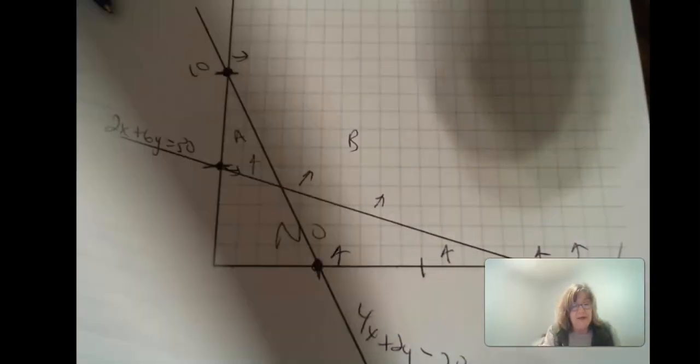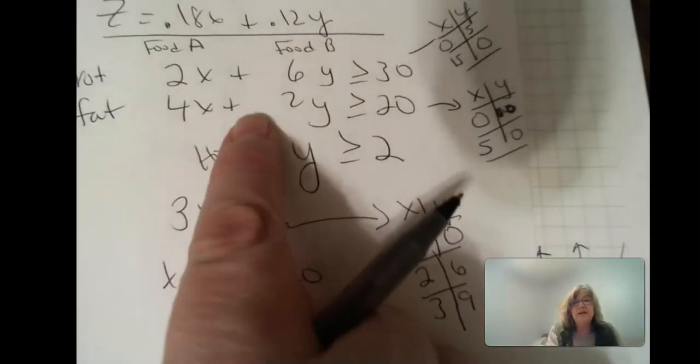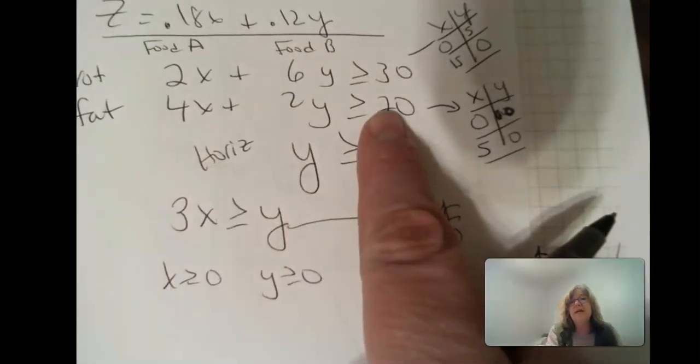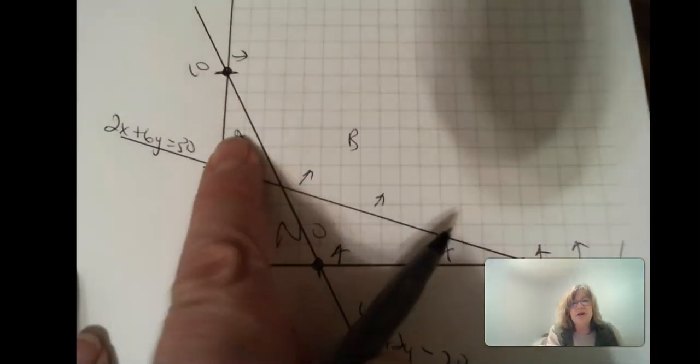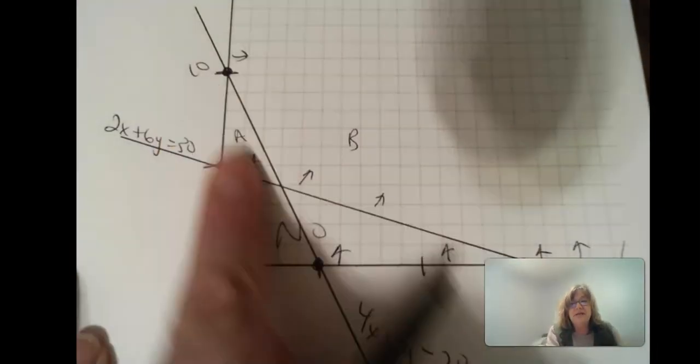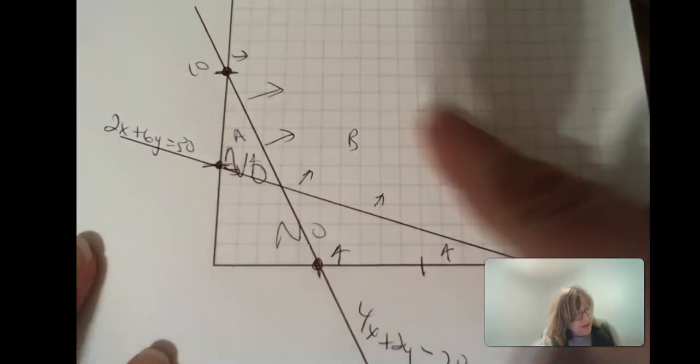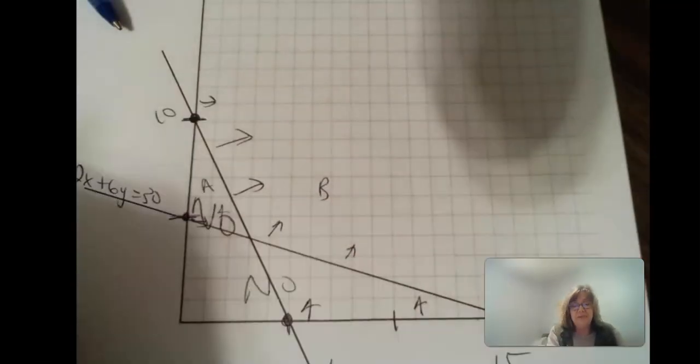All right, but go back to the inequality. Is 0 plus 0 greater than 20? No, it is not. So the 0, 0 side is the no. See how the A's are on the 0, 0 side? All of this side is a no. So this is a no. And so my yes is now kind of, again, in that B area.